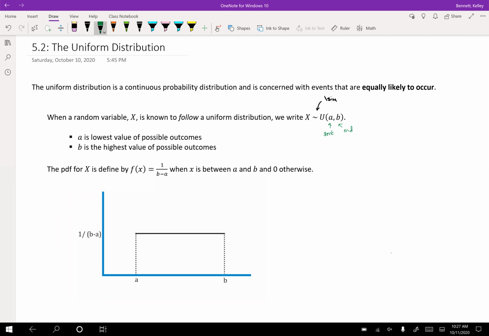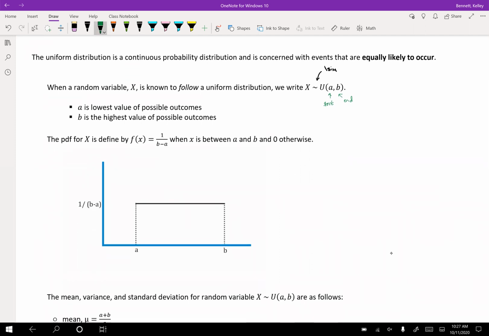So in generality, the PDF for X, if X follows a uniform distribution on A to B, then the function is given as 1 over B minus A. And we define our PDF to be this constant height whenever X is between A and B. And when X is outside of A and B, it's 0.